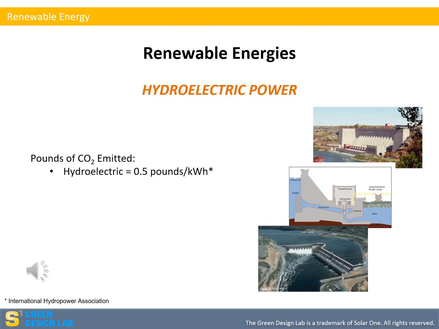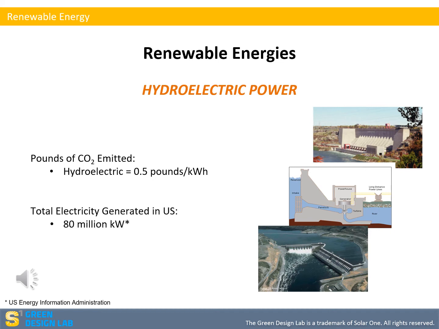Some renewable energy sources emit some carbon dioxide. However, this happens at a much smaller scale than burning fossil fuels. For example, a small hydroelectric power plant can emit 0.5 pounds of carbon dioxide per kilowatt hour. Hydroelectric power is the most commonly used renewable energy source in the world. In 2019, the total amount of electricity generated in the United States from hydroelectricity was 80 million kilowatts.